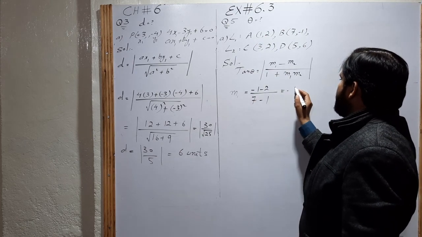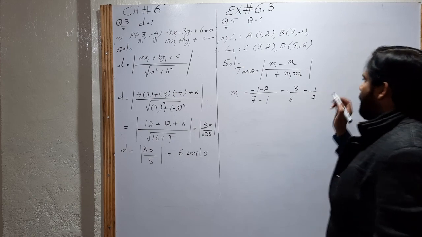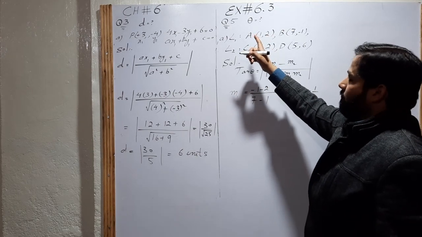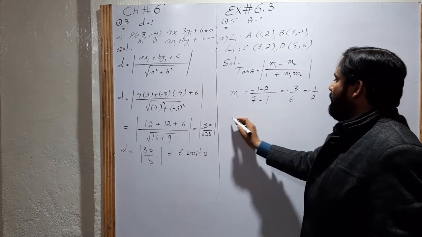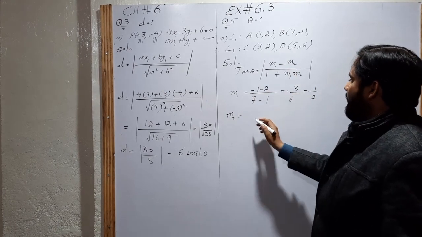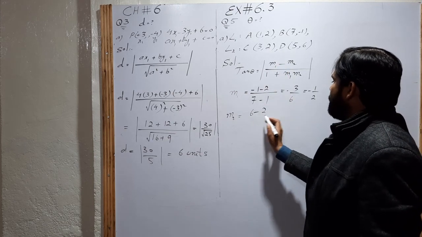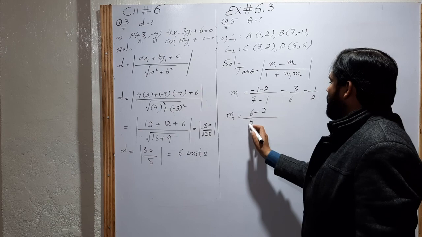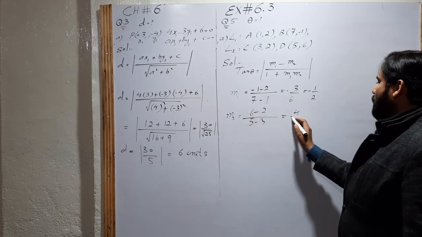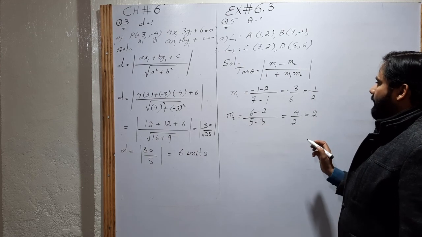So after simplification this is minus 3 divided by 6, which is equal to minus 1 over 2. It is the slope of the line having points A and B. Let m2 be the slope of CD, and in this case again y2 is 6, y1 is minus 2, and x2 in this case is 5 minus c. So 6 minus 2 is 4, and this is equal to 2.